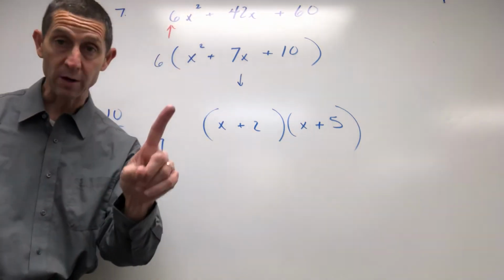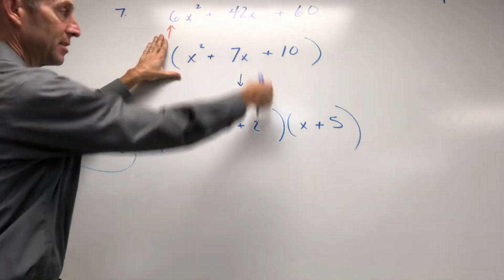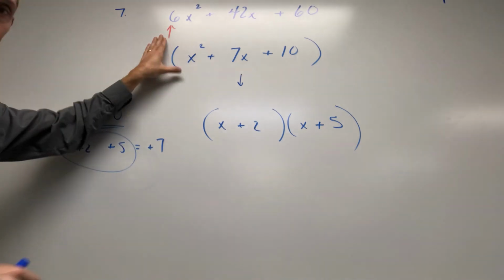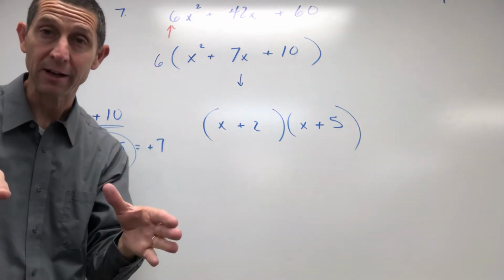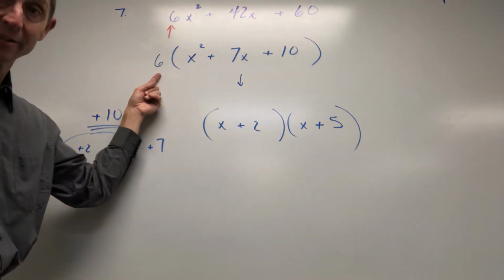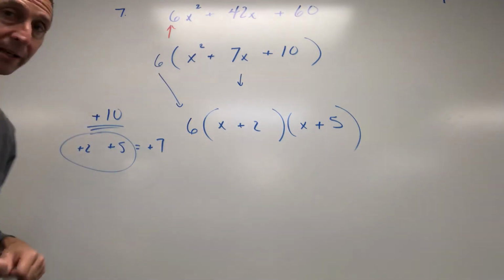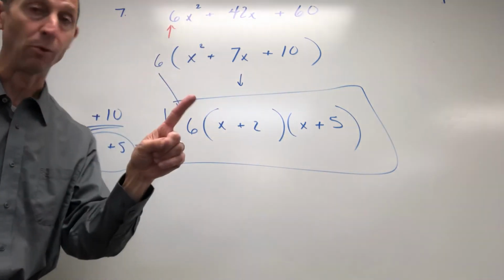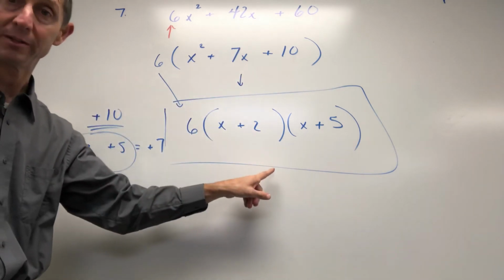So you factor it one time by taking out the 6. Kind of cover that up. You factor it a second time by working the 2 times 5 is 10, 2 plus 5 is 7. Almost done. For your final answer, the rule of math class is do not forget your friends. The 6 cannot be left behind. So make sure you grab the 6 and bring him down for your final answer. So you factor it once by taking out the 6. You factor it twice by running the trinomial inside.